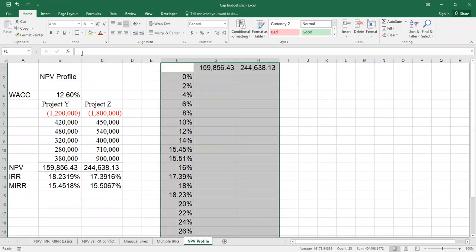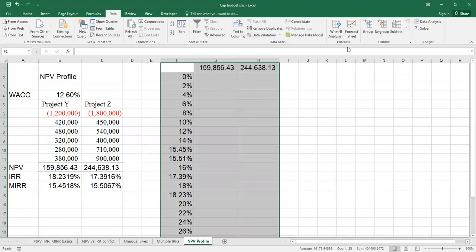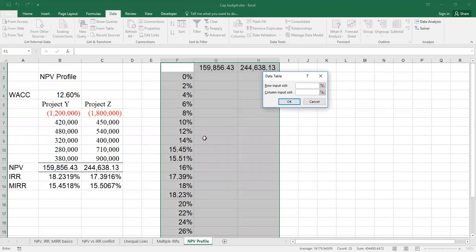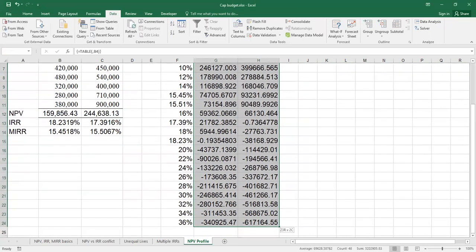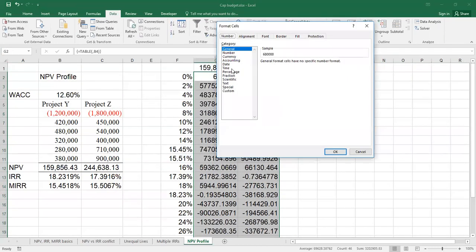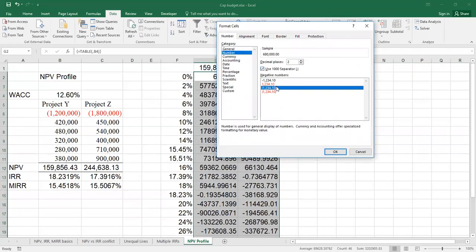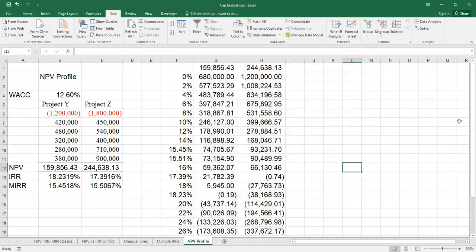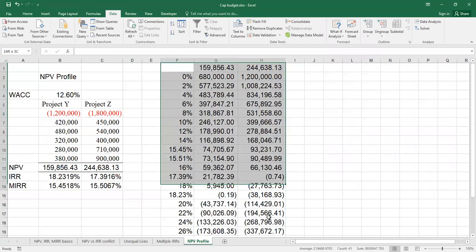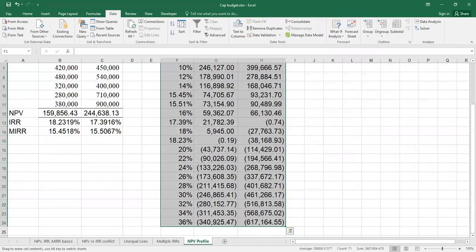Okay, so we can now do the sensitivity analysis for this. Okay, data. And then data table. Again, row input. Dito. So ang gagawin ni Excel, papalitan niya kung ano man yung lumabas sa NPV dito kay Project Y, ilalagay niya dito. Okay. There. No? Mabilis, ano? Control 1. Okay. Number. Para mas klaro.